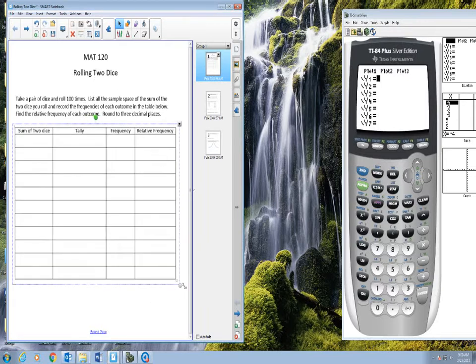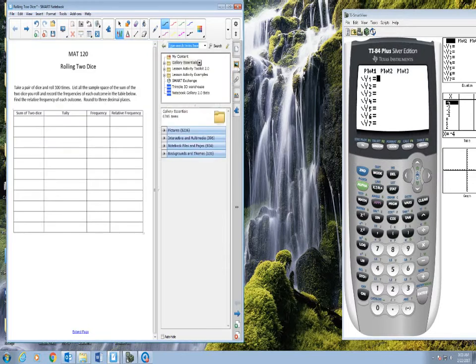So what I would like you to do is take a pair of dice and roll 100 times and list all the sample space of the sum of the two dice you roll and record the frequency of each outcome. Alright, so what I want you to do is get two dice, and then start rolling them 100 times and then add up the sum and then begin to tally.